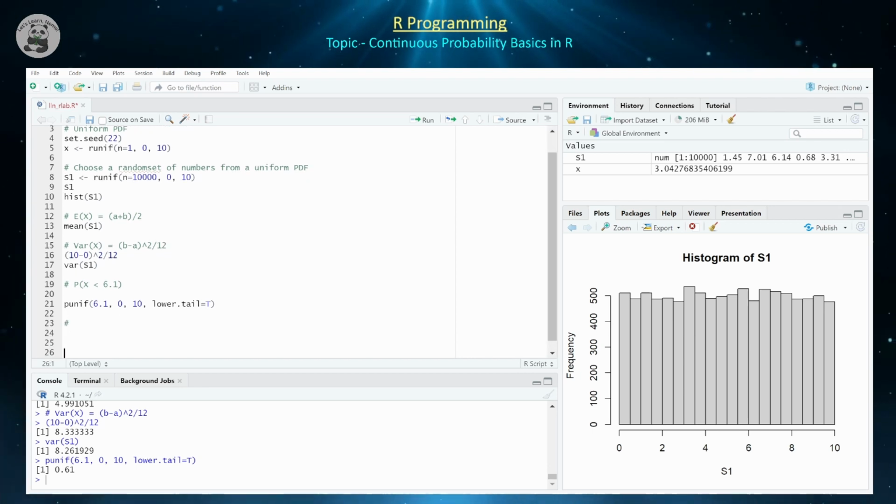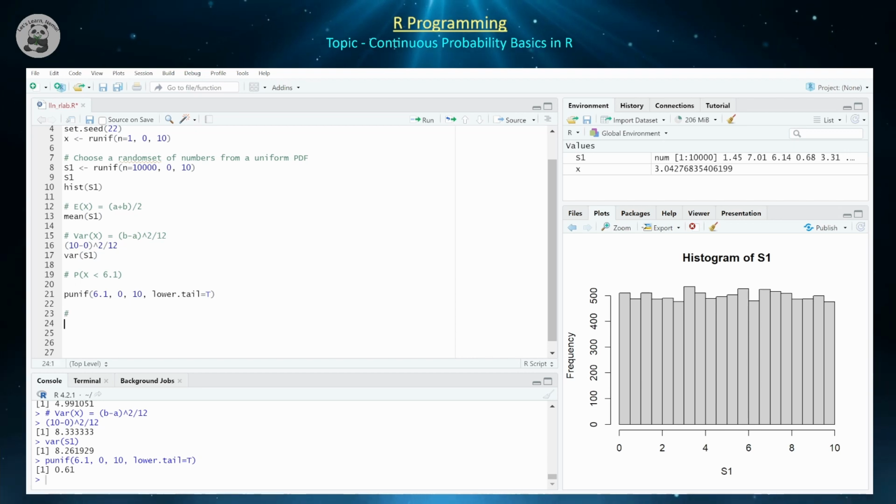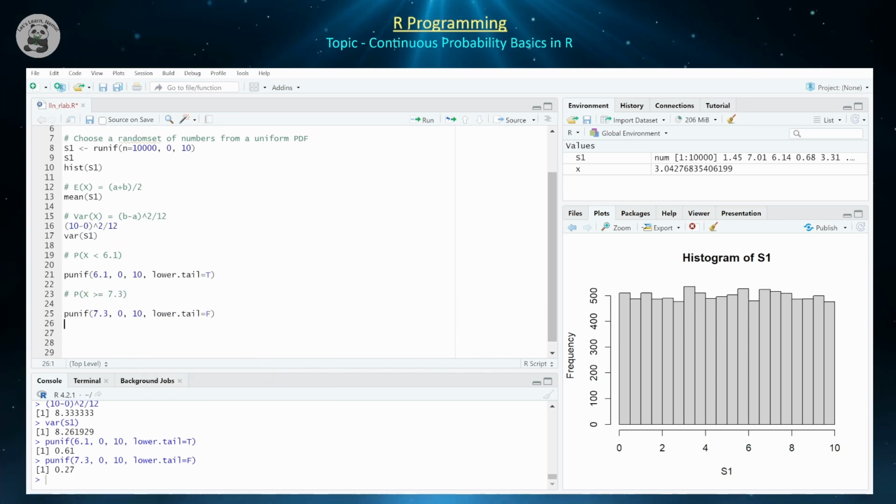Now, if you want to do, for example, the probability that x is, let's say, greater than or equal to 7.3, then that's going to be p unif. You could do 7.3, 0 to 10, and then we can do just lower tail is equal to false, and that's going to give us that answer, or you could approach this from the complementary perspective in case you want.